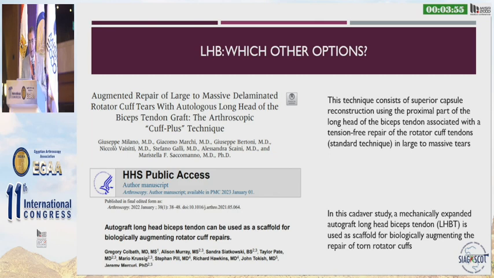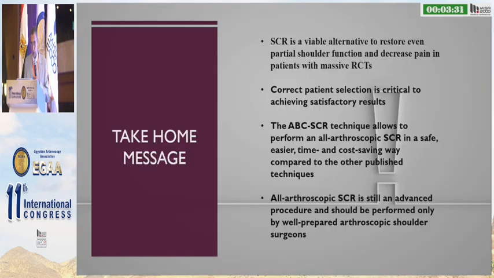We also had augmented repair of large massive delaminated rotator cuff tears, and Giuseppe Milano does the same even if they have a small tear, which means that you can use your long head of the biceps as an augment in this case. And in this cadaveric study it is used as a biologic scaffold, which is very important and saves cost. So finally, the take-home message is that it is a valuable alternative to restore the humeral head.